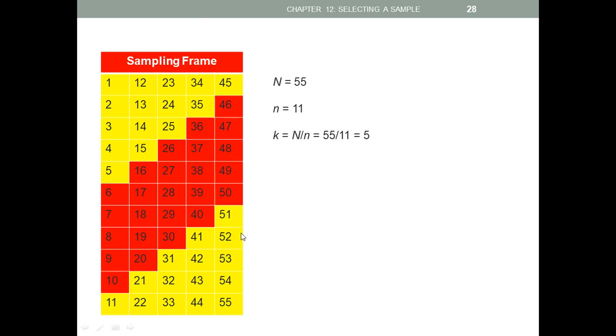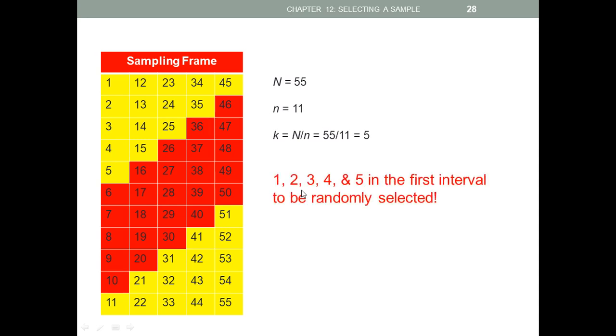And at the end, you get the sample size of 11 people. So that's how we implement systematic sampling in research. I hope you enjoy the process. So it's easy to do.